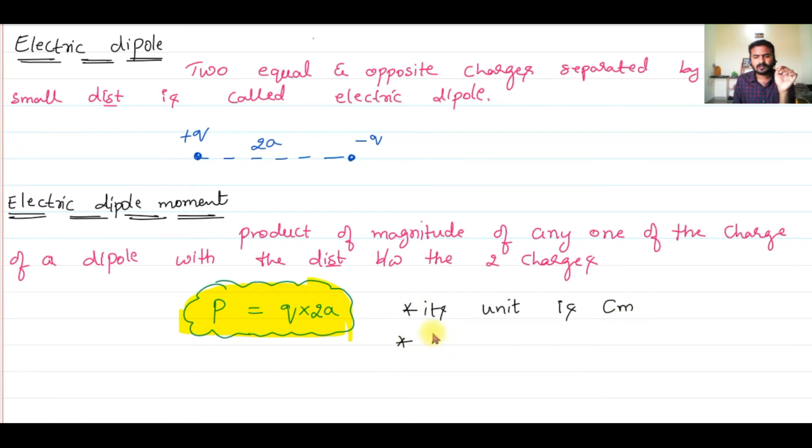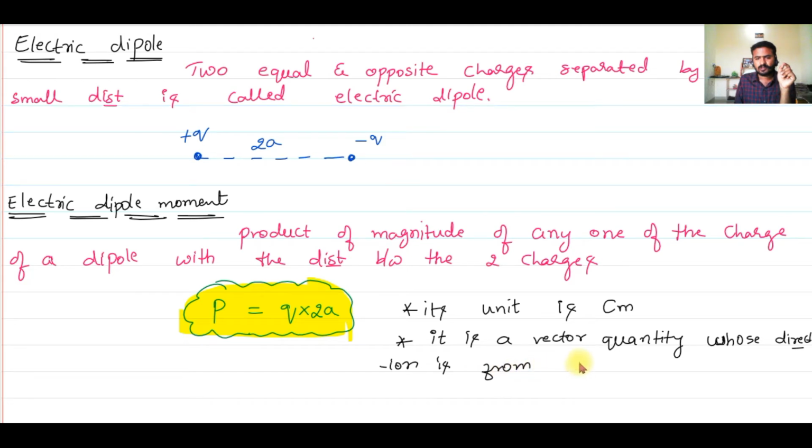And it is a vector quantity. The moment I say vector quantity, it should have a direction, right? So what is the direction of this electric dipole moment? It is from the negative charge to the positive charge. It's a vector quantity whose direction is from minus q to plus q.